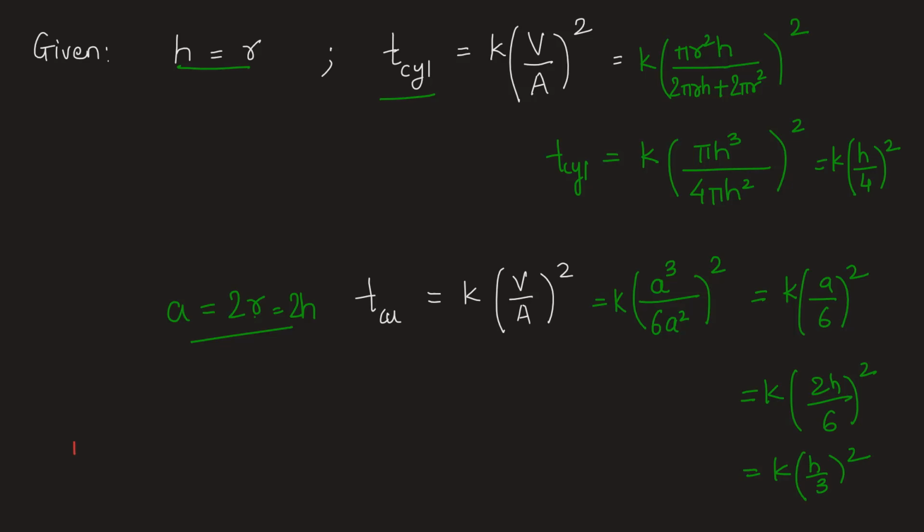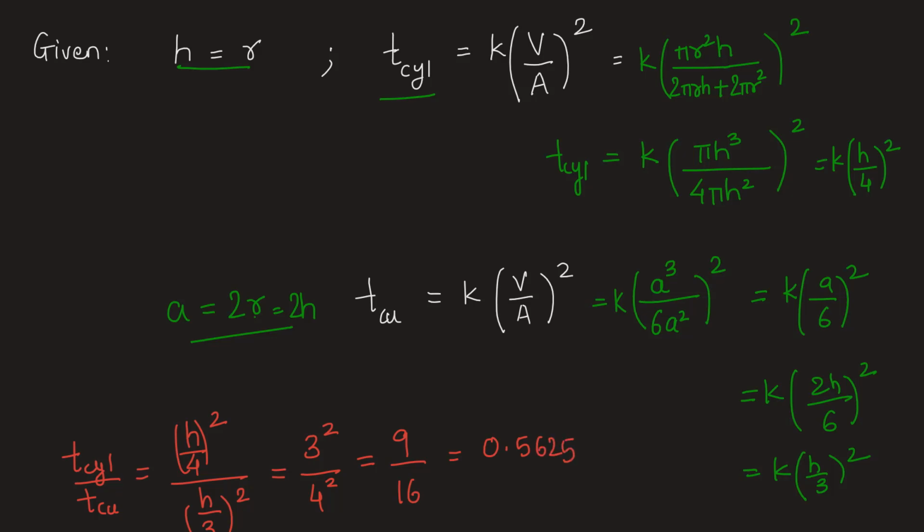Now calculating the ratio, we'll get T_CYL by T_CU. We have to calculate the ratio of solidification time for cylindrical casting to cubic casting. Don't make the mistake of taking the inverse. So it is T_CYL by T_CU, which is asked. Substituting from here, K by K will of course give us 1. So we'll directly substitute H by 4 whole square upon H by 3 whole square. Solving this, H square by H square is 1. We get 3 square upon 4 square, which is 9 by 16. And 9 by 16 amounts to 0.5625. This is the ratio for the two solidification times for respective castings.